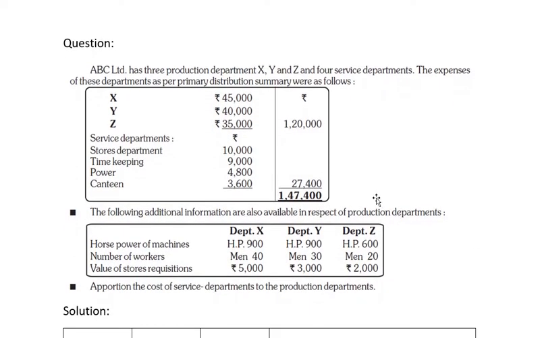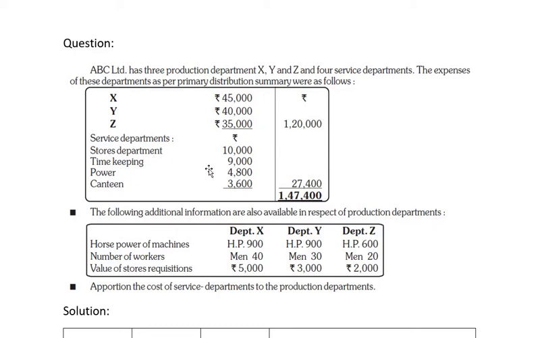Now the question says ABC Limited has 3 production departments X, Y and Z and 4 service departments. The expenses of these departments as per primary distribution summary are as follows. Expenses of X are 45,000, expenses of Y are 40,000, expenses of Z are 35,000, which means total expenses of the production department is 1,20,000. Service department has 4 parts. That means service department is further divided into 4 departments.